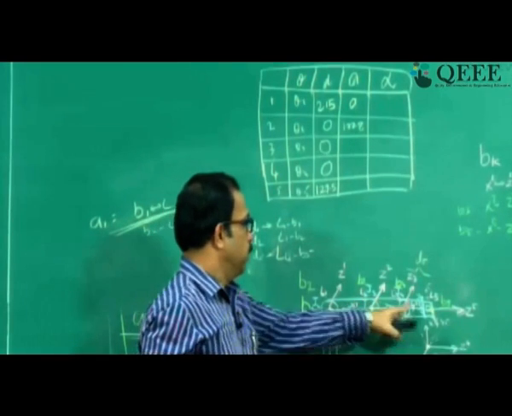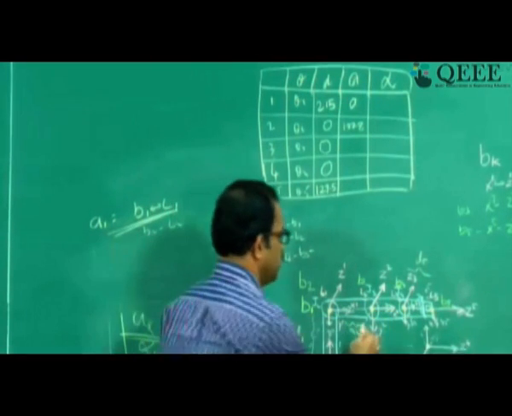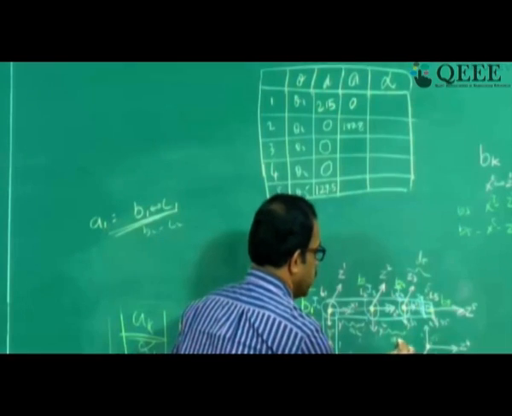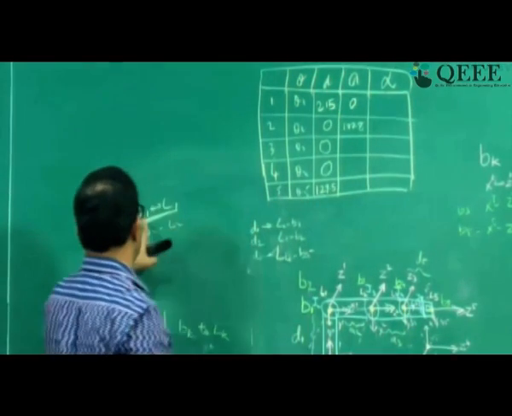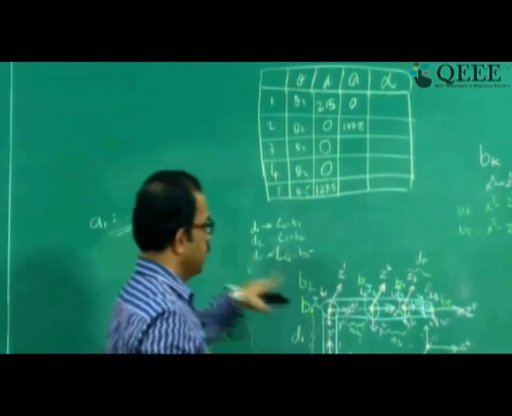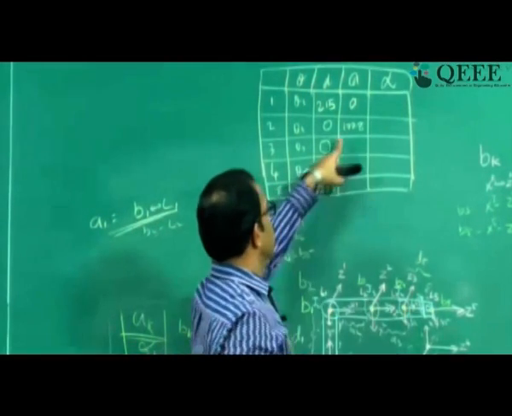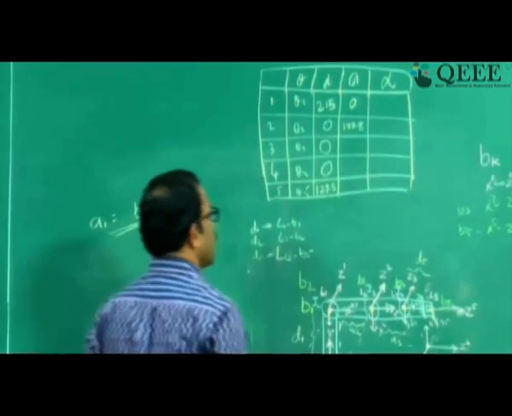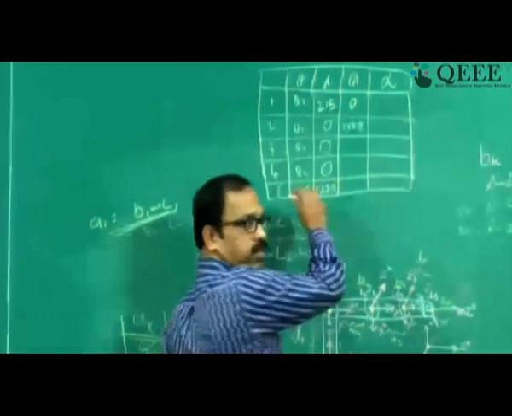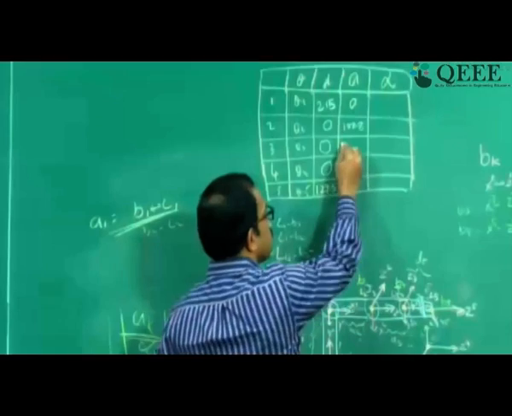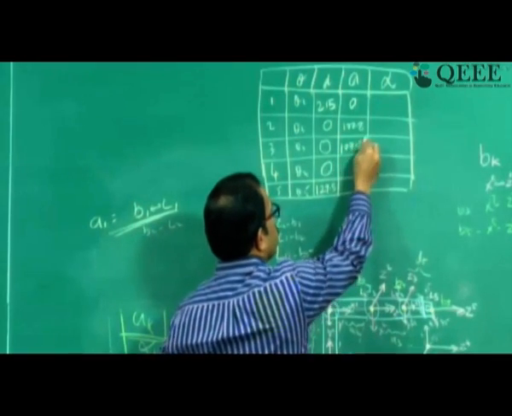And then the next one will be A3, because A3 is B3 to L3. So this is B3 and this is L3. So B3 to L3 is 177.8, and similarly this will be again 177.8.